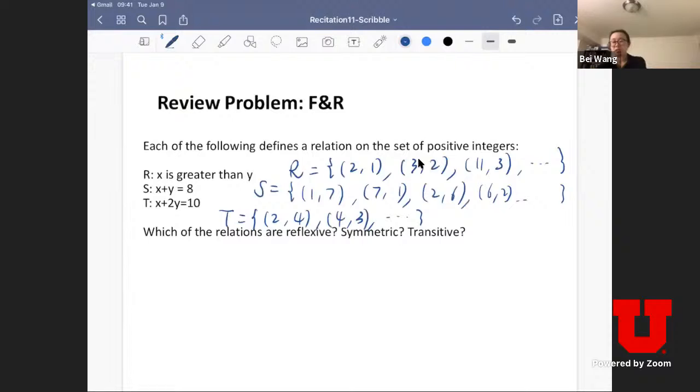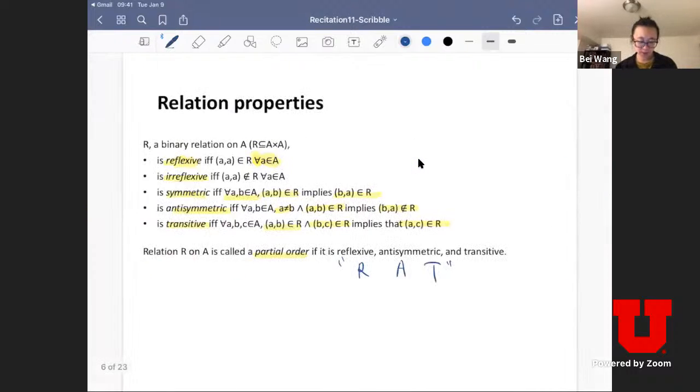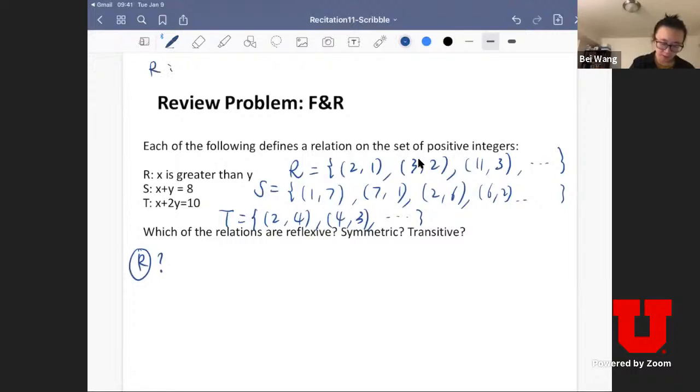Okay. So now the question is, are those relations reflexive? That's the first question. Remember, the definition of reflexive is that for all elements that are positive integers, the pair a, a has to be in R. So a relation R is reflexive if for all a in A, where currently A is the set of positive integers, the pair a, a has to be in R.